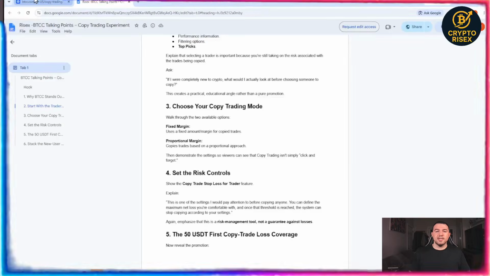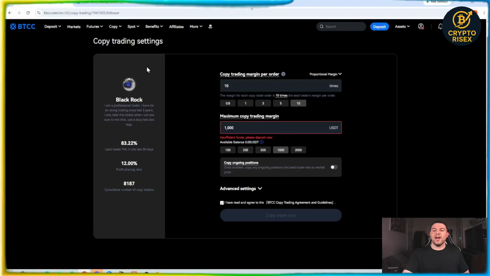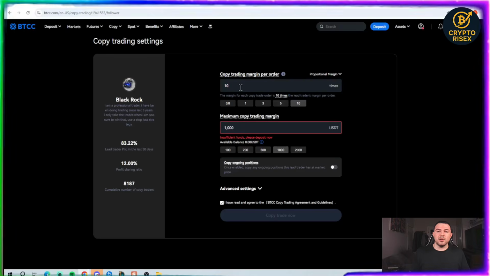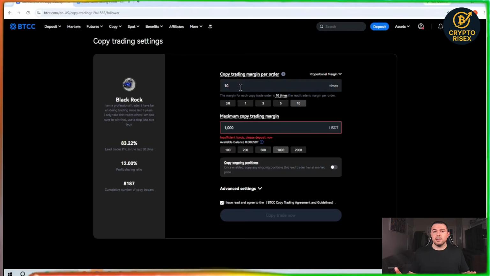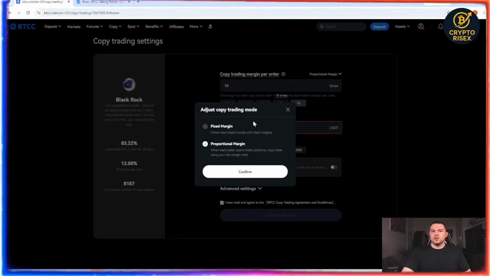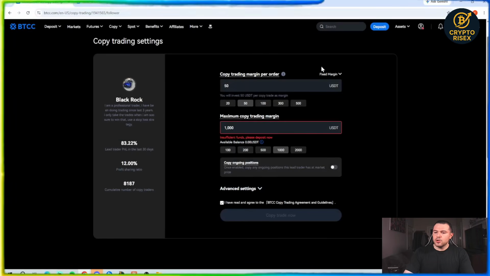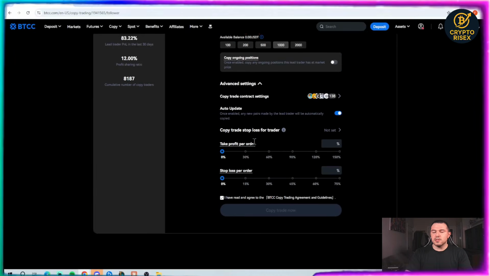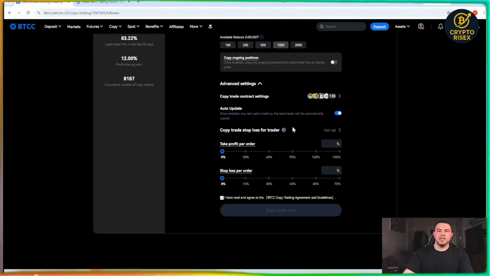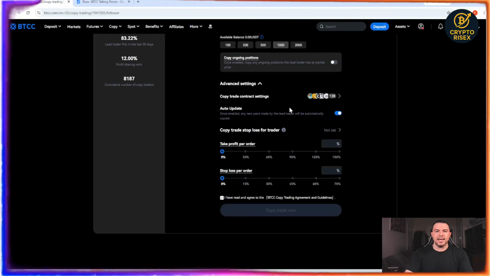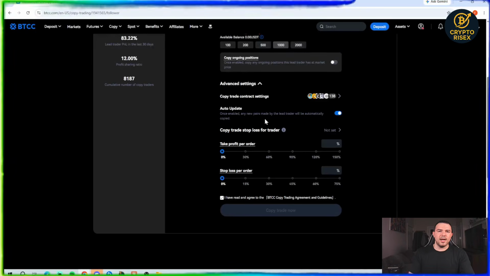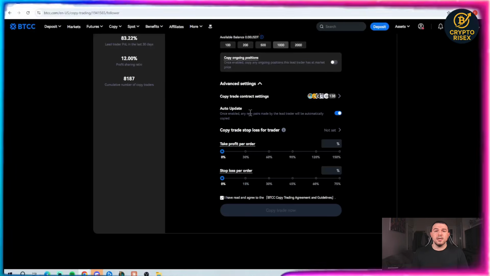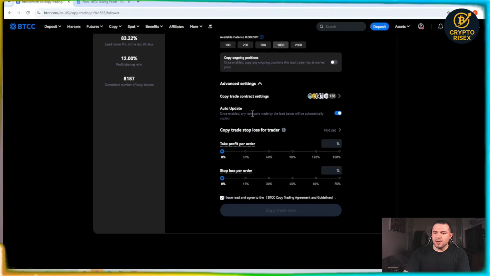So copy trading isn't simply just click it and forget it. You have to set your risk tolerance, and you have to set how much money you're willing to lose, but it also determines how much money you could possibly gain. So let's go back to fixed margin and show you some of the advanced settings. Now, this is the most important thing, because this is your main risk mitigation tool. This is going to help you mitigate the most amount of risk. And I want to emphasize that this is a risk management tool, not a guarantee, and I'll go over that in a second. So take profit per order.